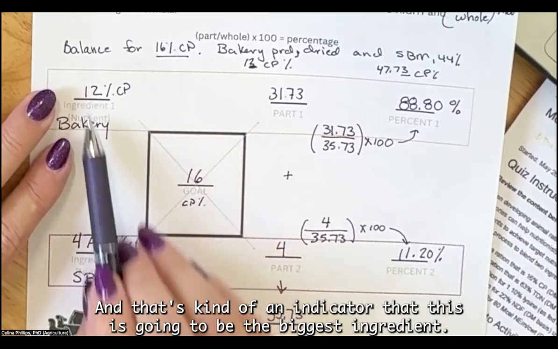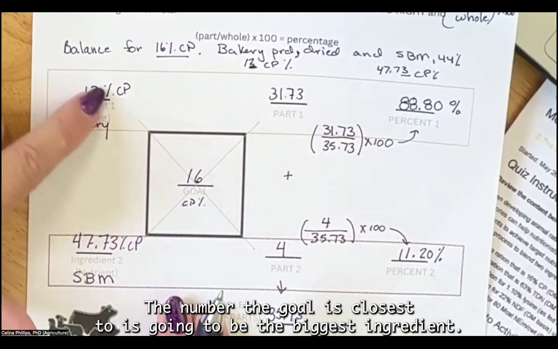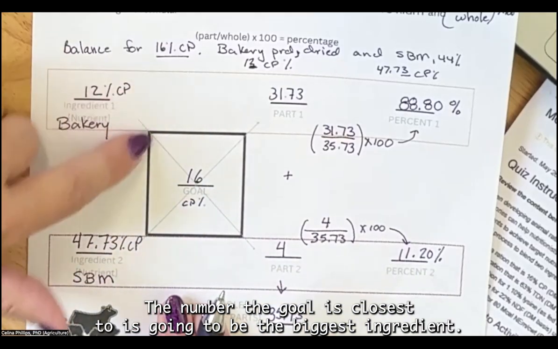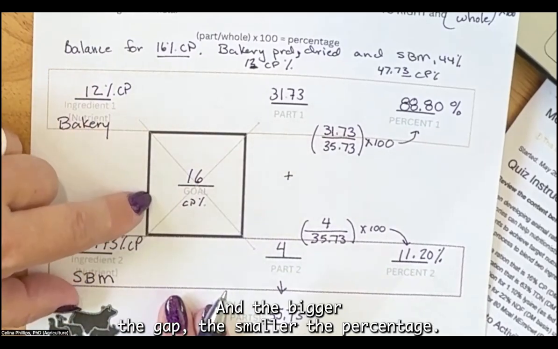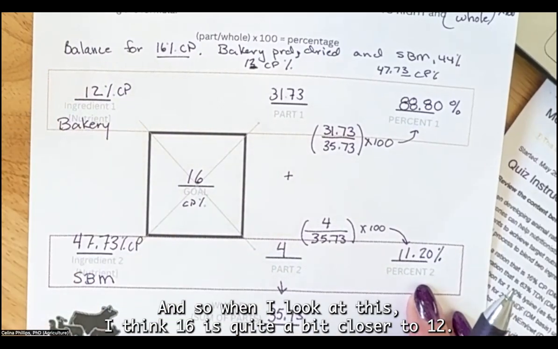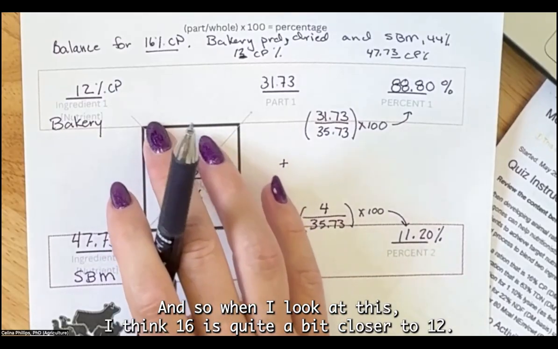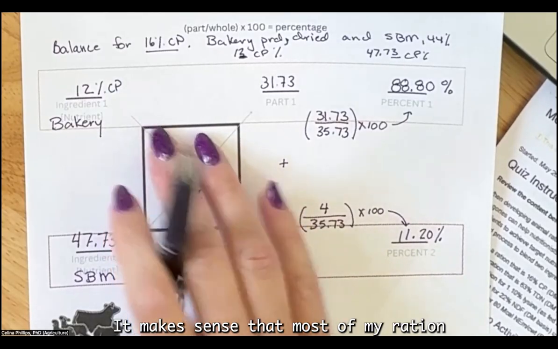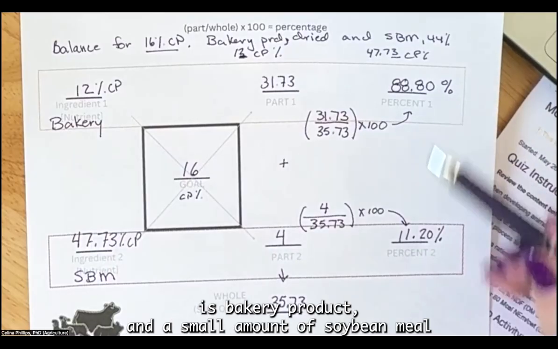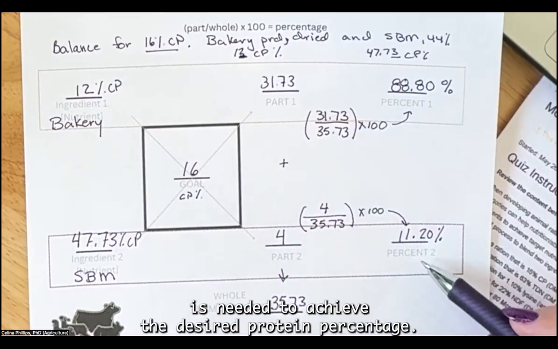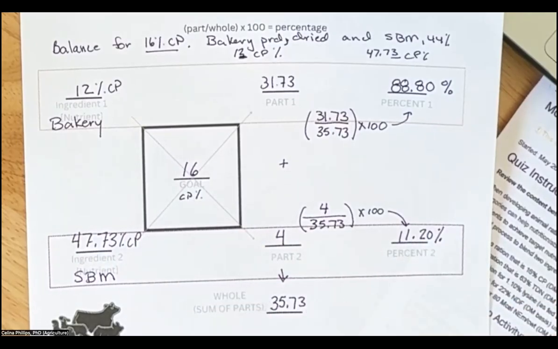That's an indicator that this is going to be the biggest ingredient. The number the goal is closest to is going to be the biggest ingredient, and the bigger the gap, the smaller the percentage. When I look at this, 16 is quite a bit closer to 12. It makes sense that most of my ration is bakery product and a small amount of soybean meal is needed to achieve the desired protein percentage.